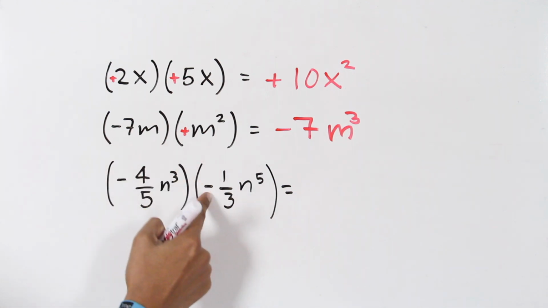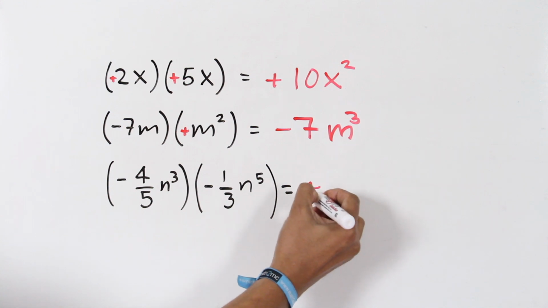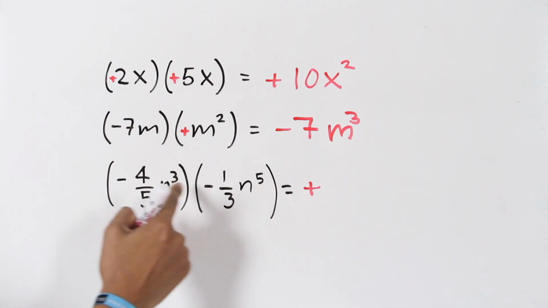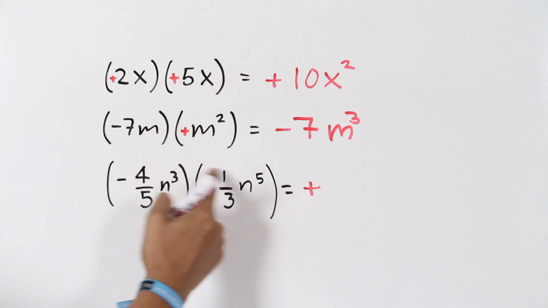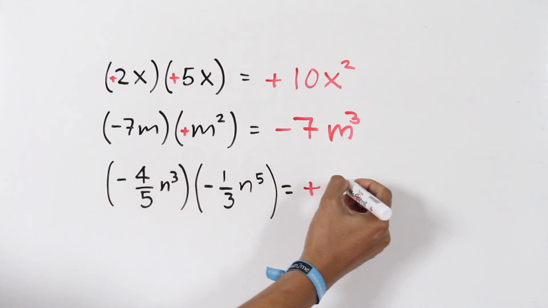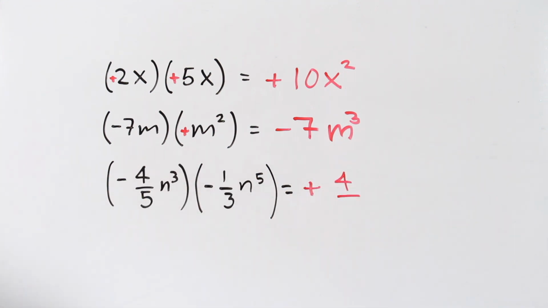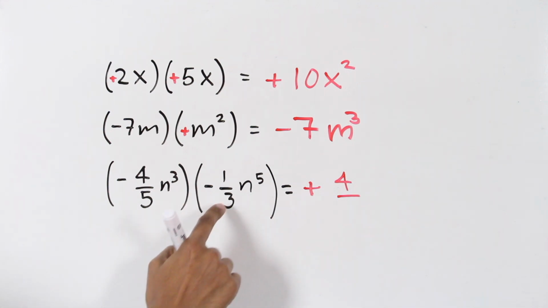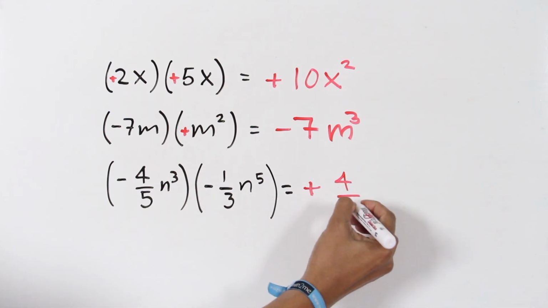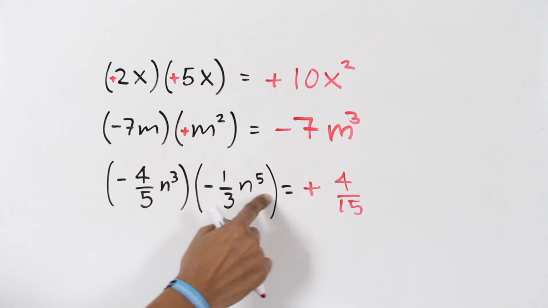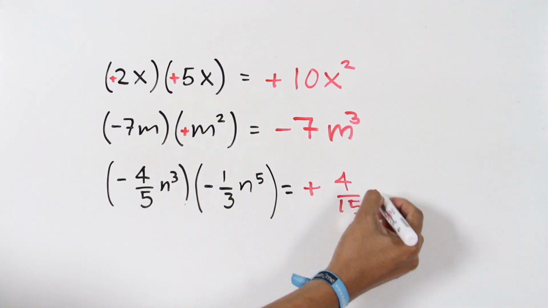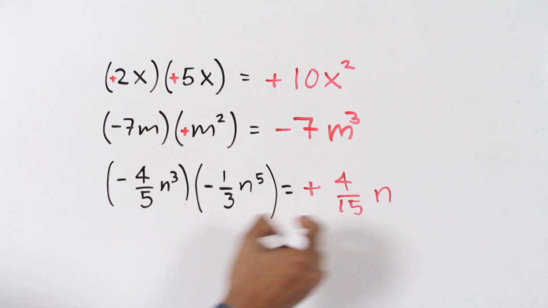Negative times negative equals positive. Now multiply fractions. We multiply all the top numbers: 4 times 1 equals 4, over, then multiply all the bottom numbers: 5 times 3 equals 15. And finally, multiplying the variables, we get n to the power of 8.